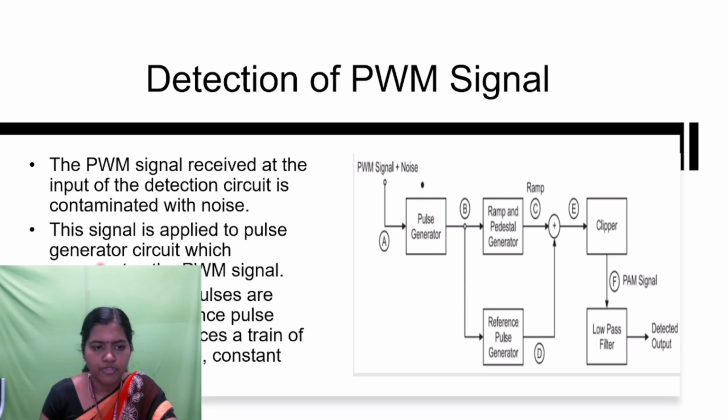Okay, so after regeneration of your pulse width modulated signal, the regenerated pulses are applied to a reference pulse generator. This output should be given as input to the reference pulse generator. It produces a train of constant amplitude, constant width pulses. So the reference pulse generator produces constant amplitude and constant width pulses.